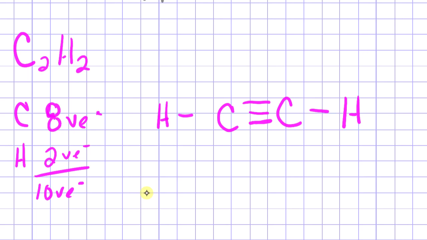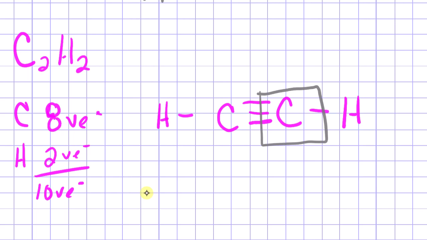So we're going to pick our central carbon. Which one's central? Well, if you'll notice, it's a mirror image. This carbon is attached to 1 carbon and 1 hydrogen. This carbon is attached to 1 carbon and 1 hydrogen. So it doesn't matter which one I pick. I'm going to pick this guy. So there's my imaginary box.